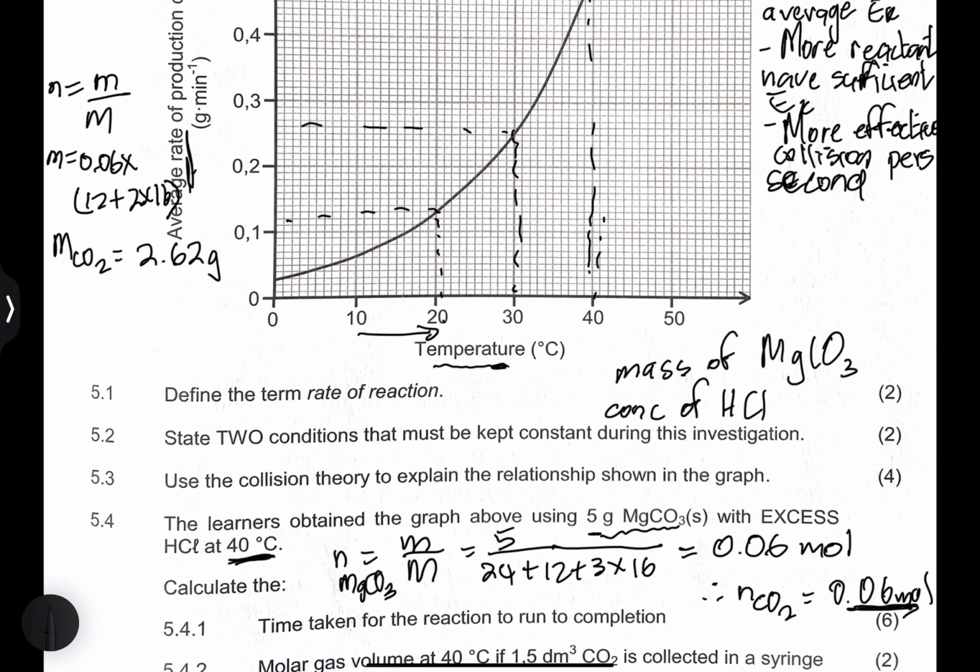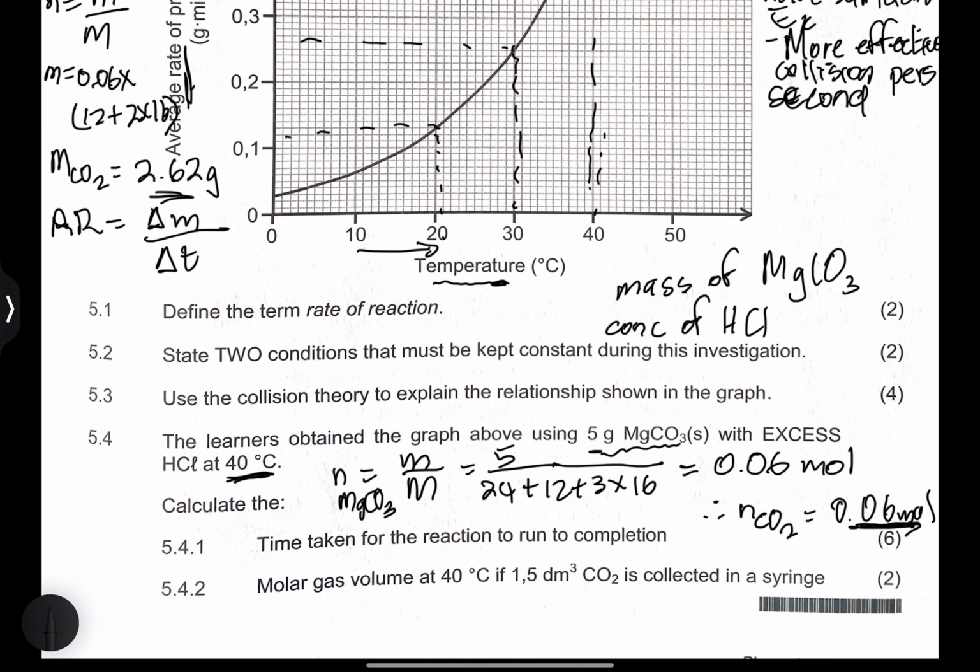Now, this is the mass of carbon dioxide that was obtained. So in this case, remember we are looking for time. So I'm going to say the average rate of reaction. We can say rate of reaction is the change in mass divided by the change in time. Now, as I said, I'm scrambling for space here, so I'm just going to continue over there.